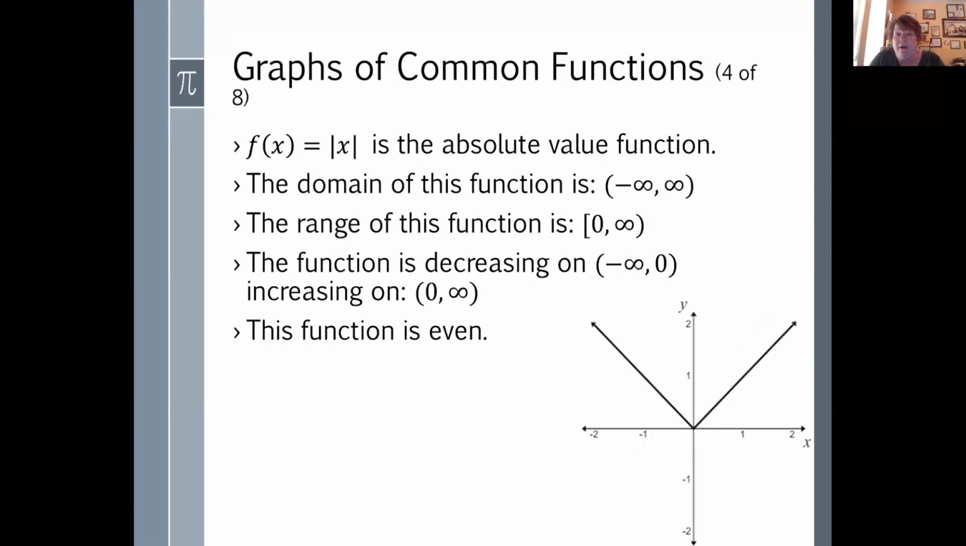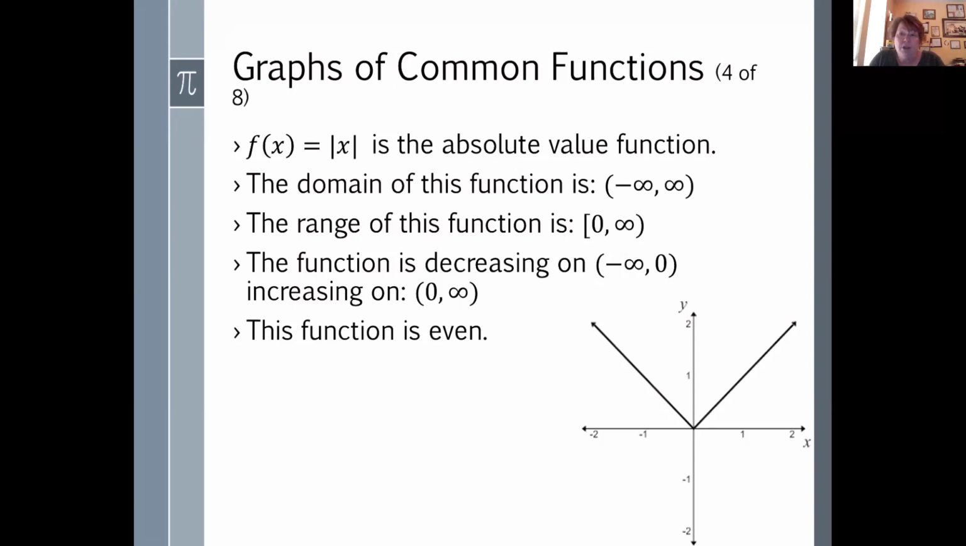The absolute value function, f of x equals the absolute value of x. The domain of the absolute value function is the set of all real numbers. You can input any real number that you want into this function and take the absolute value of it. So you can input anything. So the domain is the set of all real numbers.